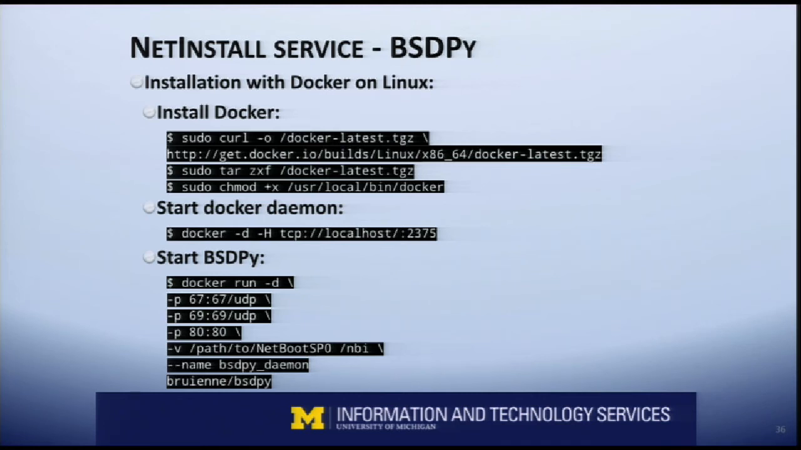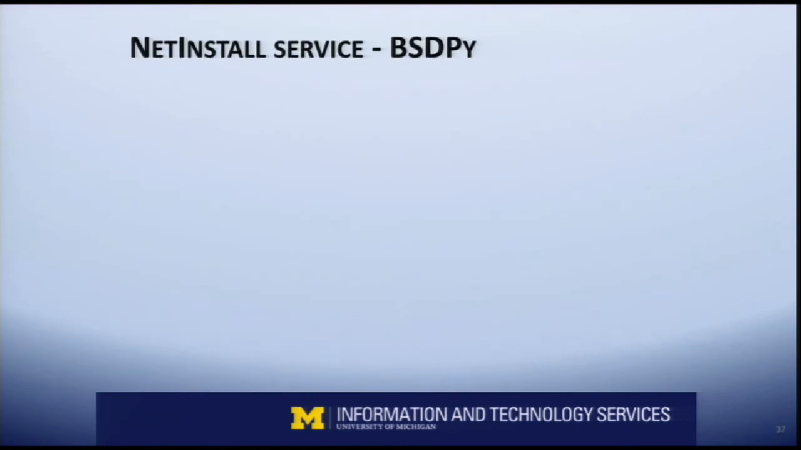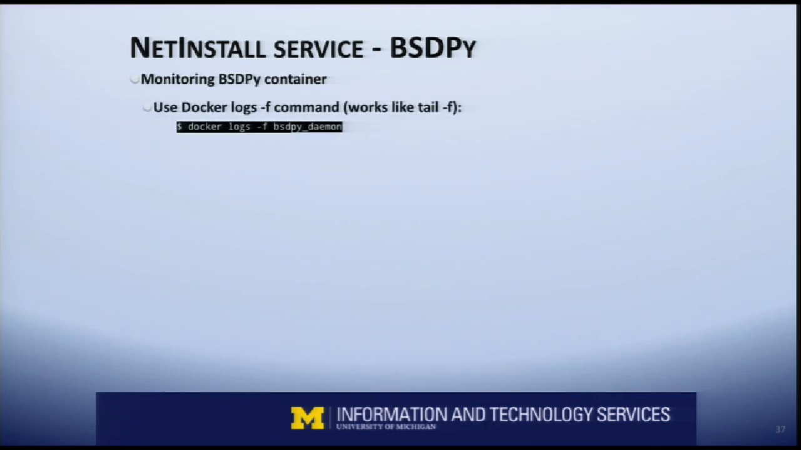So we're going to run it. We're going to open some ports. On Linux, you might not have this exact path, so you might want to supply a different path to one or more NBI files, I should say. Give it a name. Tell it which image to run, and it will be up and running. And at that point, you will be able to see it do stuff, because that is always good if you can see it do stuff.